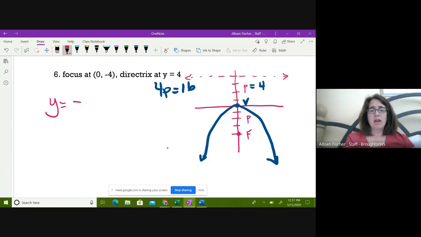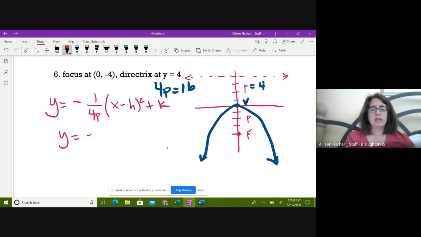And again, we know a is equal to 1 over 4p. So I'm going to write that as 1 over 4p. And then we've got x minus h squared plus k. Go ahead and substitute in what you know. So y equals -1. 4p is 16. And again, this is one that's at 0, 0.